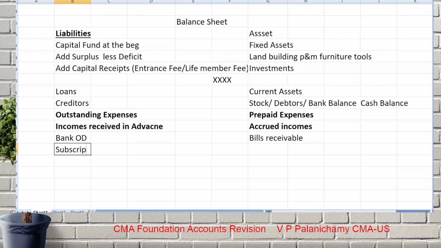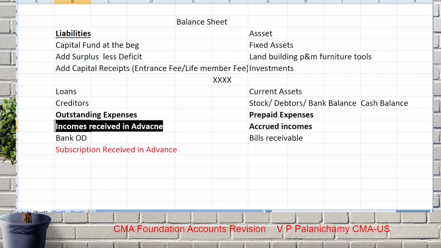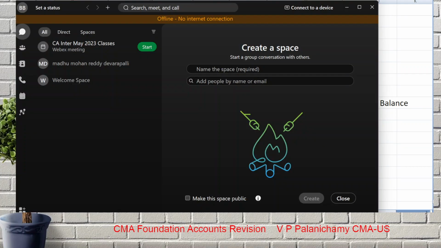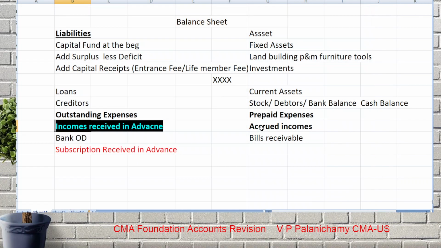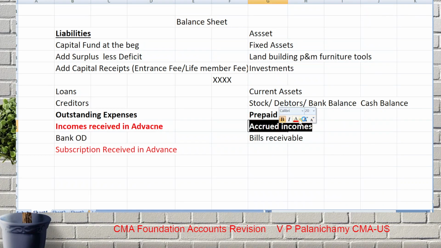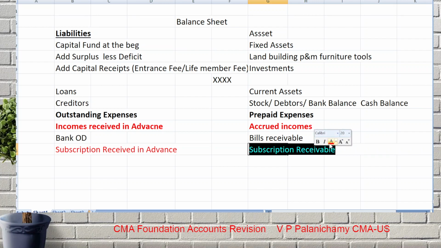Subscription received in advance is a liability. Why? Because income received in advance is a liability. Subscription is an income. If you receive it in advance, it's a liability for us. Same way, accrued income means subscription receivable, which is an asset. That will come on the asset side. Subscription receivable can be otherwise called outstanding. Don't decide it is a liability. It is income. Income receivable is an asset.